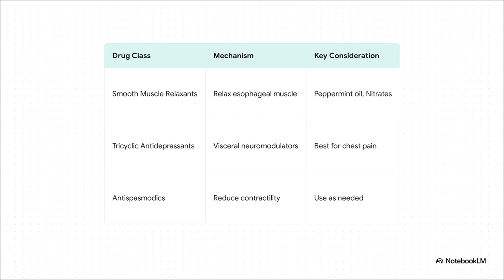So, our first-line therapies are all about targeting the specific problem. If dysphagia is the main complaint, we go for smooth muscle relaxants, things like nitrates or even something as simple as peppermint oil, which can help relax the muscle. But if chest pain is the dominant issue, we're thinking about visceral hypersensitivity. That's where low-dose tricyclic antidepressants come in. They act as neuromodulators, basically turning down the volume on those pain signals.